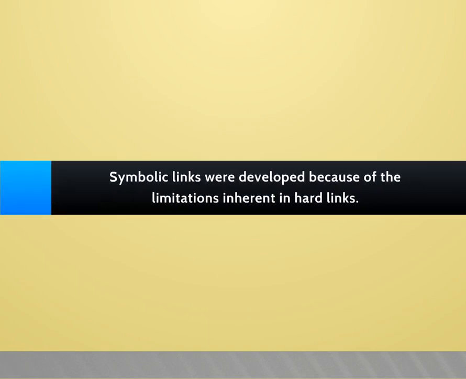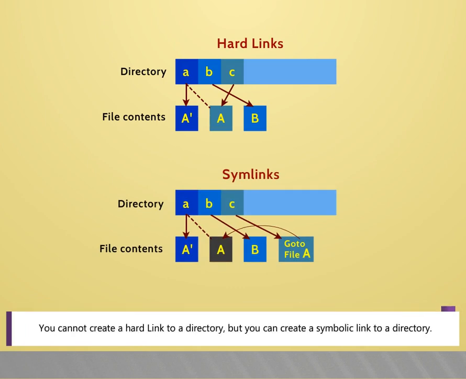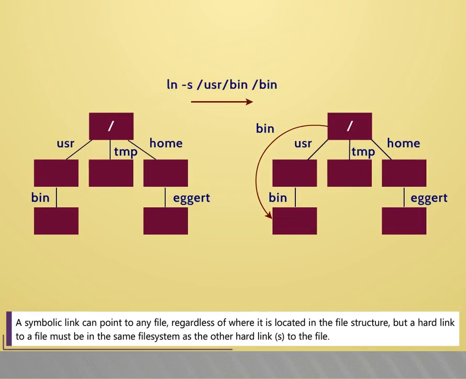Symbolic links were developed because of the limitations inherent in hard links. You cannot create a hard link to a directory, but you can create a symbolic link to a directory. A symbolic link can point to any file regardless of where it is located in the file structure, but a hard link to a file must be in the same file system as the other hard link to the file.